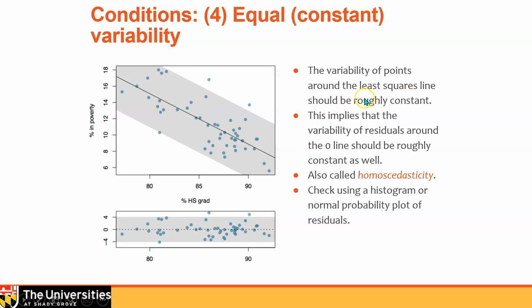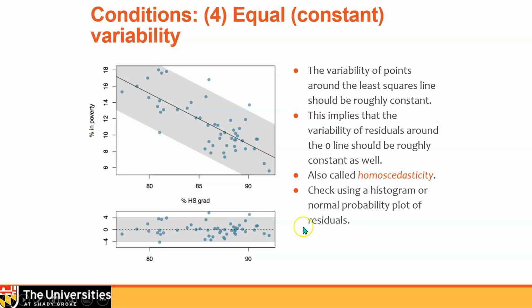But we say the variability of the points should be roughly constant. This implies the variability of the residuals around the zero line should be constant as well. This is what we call homoscedasticity. Homoscedasticity. There, we got it. So homo meaning the same, and skedasticity meaning scattering.